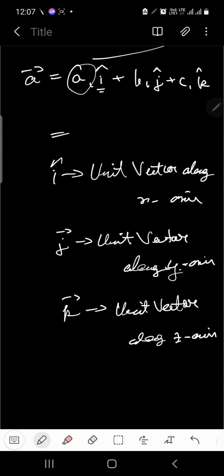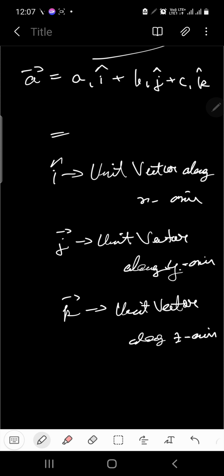So a1, b1 and c1. The coefficient of i cap is the x component, coefficient of j cap will be the y component, coefficient of k cap will be the z component. Clear? I guess it's no more a problem. Okay, so this was all about simply vectors.